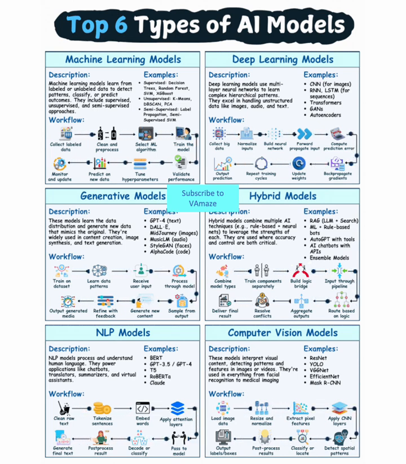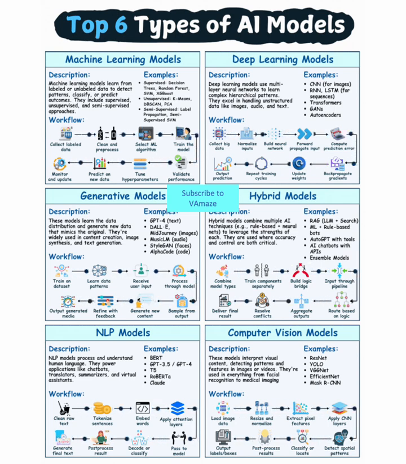The interconnected ecosystem. These six model types don't exist in isolation. Modern AI applications often combine multiple approaches to create comprehensive solutions. For instance, a chatbot might use NLP models for language understanding, generative models for response creation, and machine learning models for user behavior prediction.